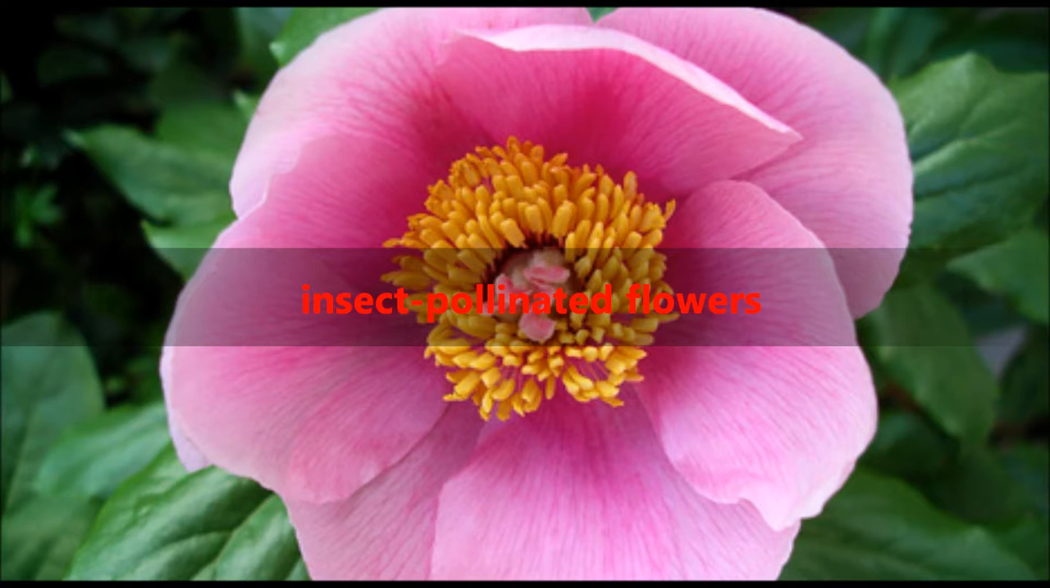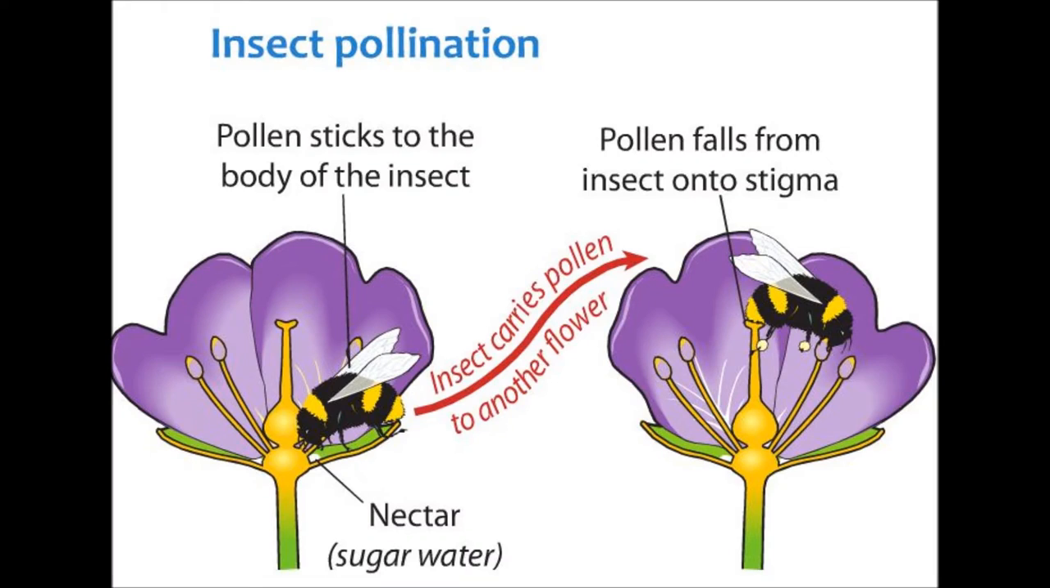Insect-pollinated flowers. Insect-pollinated flowers have attractive petals and nectaries. Pollen grains themselves may be in a shape that makes them become easily attached to insects.